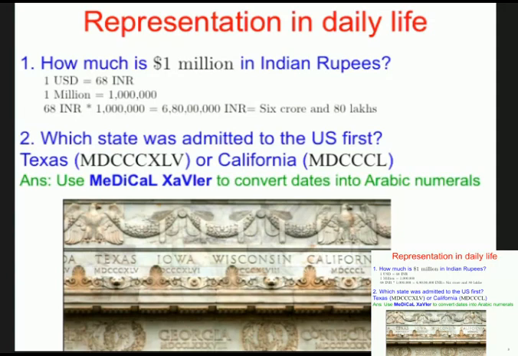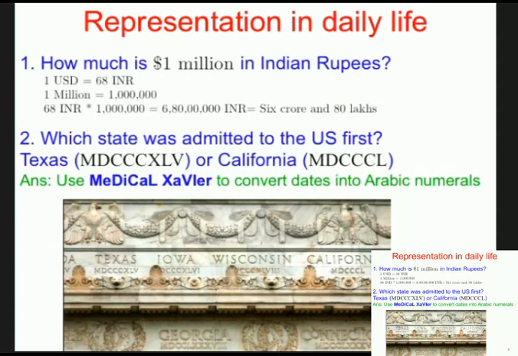Here is another one. Let's say you live in the US, and this is a picture of a monument in Washington, D.C. called the Lincoln Memorial. It honors Abraham Lincoln, one of the great presidents of the US. If you go to the monument, this is what it looks like. It says Texas MDCCCXLV and California MDCCCL. It's all Roman numerals. They put Roman numerals on old monuments and things like that. And what is that? It's the year in Roman numerals.